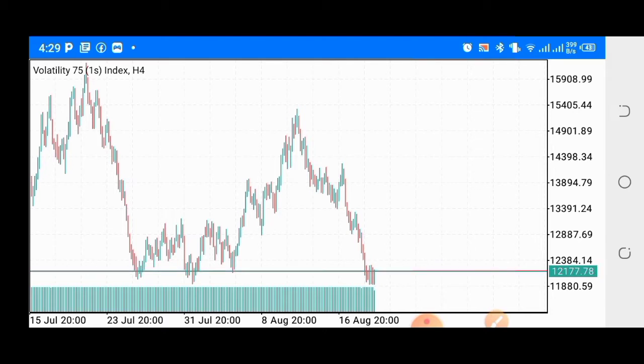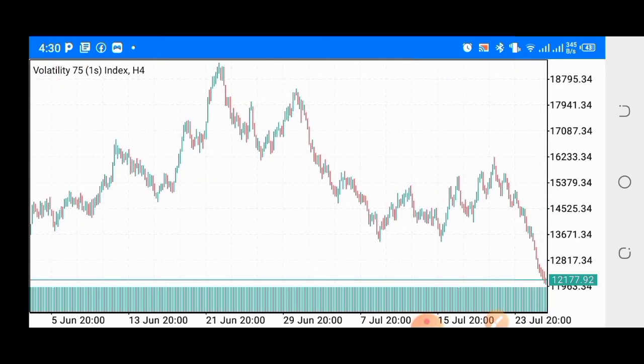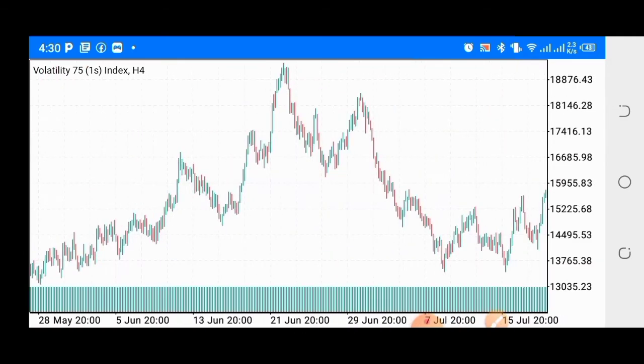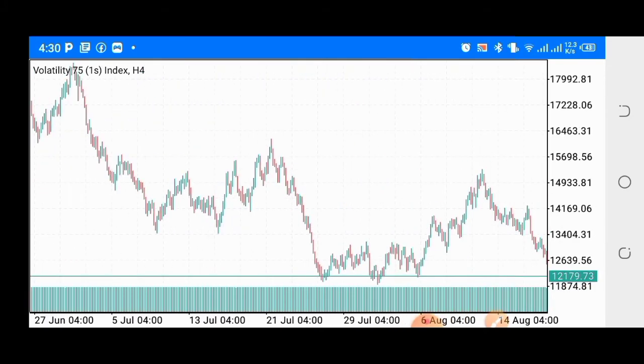So for you to trade forex, or as a trader, you need to know how to spot a support and a resistance, because it is part of the technical analysis. Alright, so I would like to show you how to identify a support.